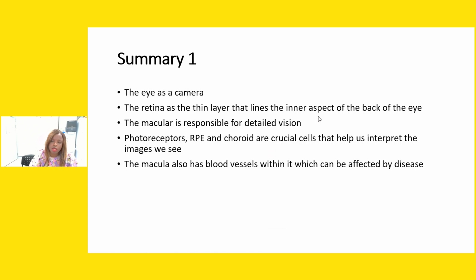So in summary, we've just discussed the eye as a camera, the retina as a thin layer that lines the inner aspect of the back of the eye. The macula is responsible for detailed vision. Photoreceptors, RPE, and choroid are crucial cells that help us to interpret the images that we see, and they're organized in a very structured way to enable us to see things in a lot of detail and in color. The macula also has blood vessels within it, which can be affected by disease.